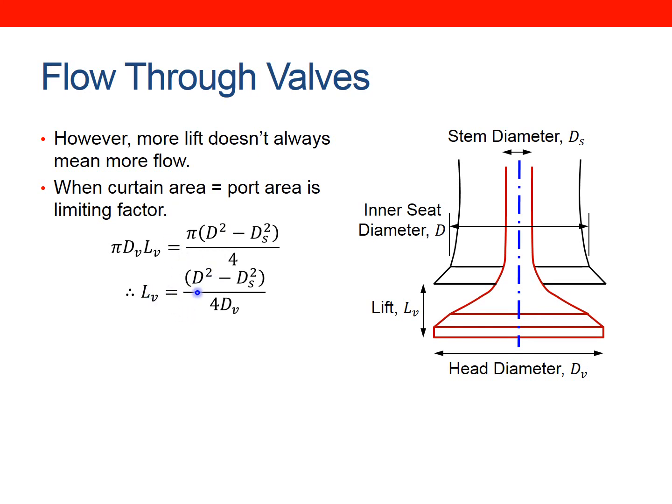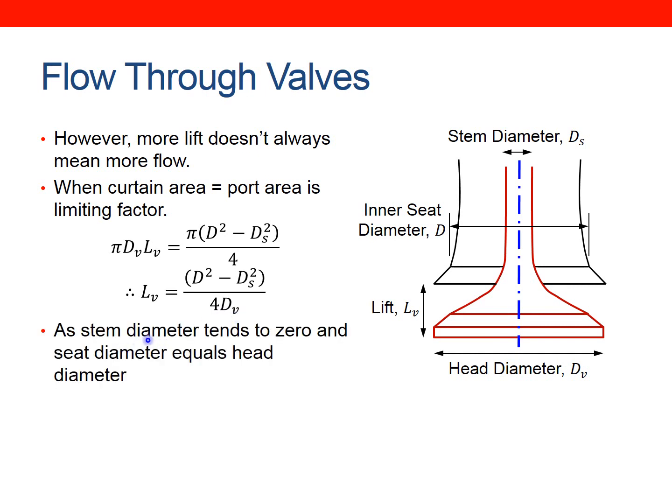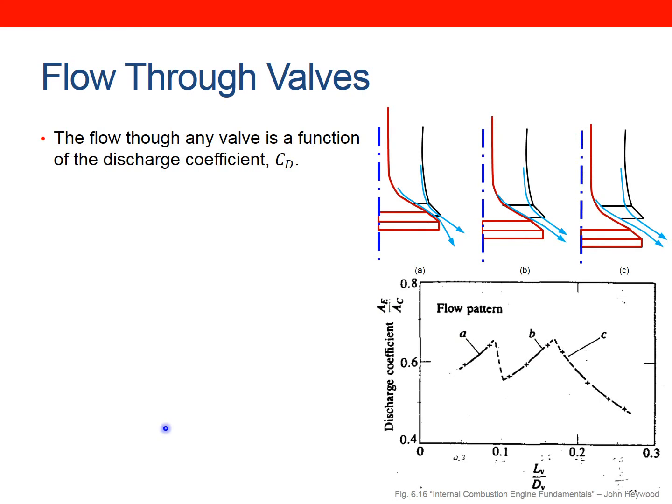So rearrange that, and we end up with the diameter of the port minus the stem diameter, divided by 4 times the diameter of the valve. Now if we make some assumptions here, as the stem diameter goes to 0, that term will disappear, and as the diameter of the valve approaches the diameter of the port, then eventually we end up with this: the valve lift for when the area in the port is equal to the area of the curtain is approximately equal to the diameter divided by 4, 25%.